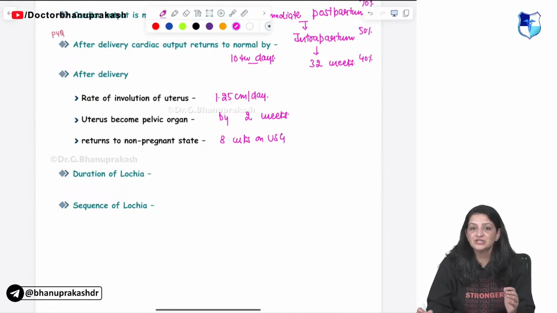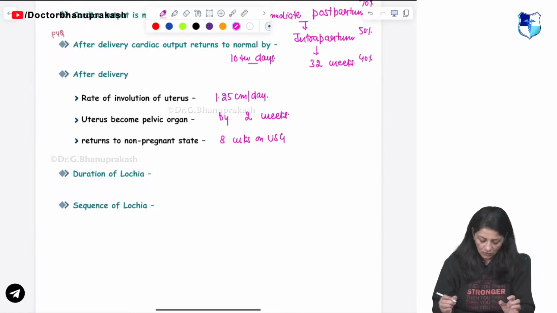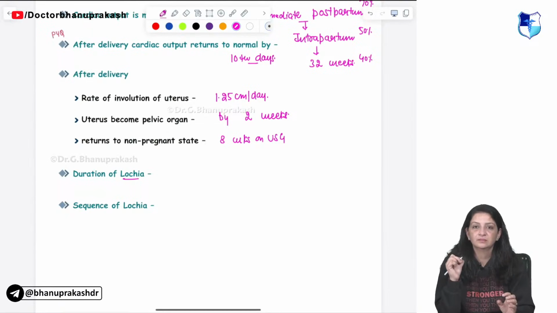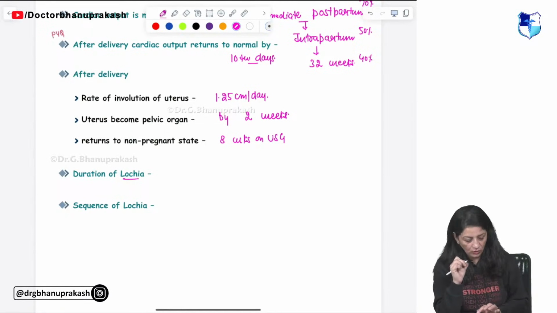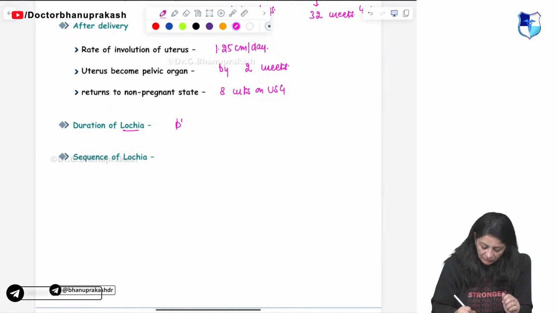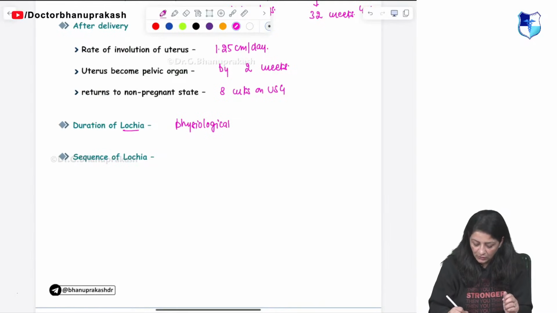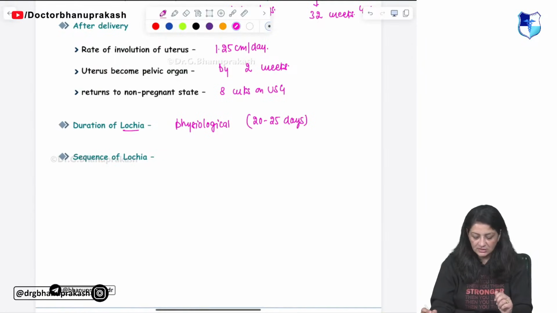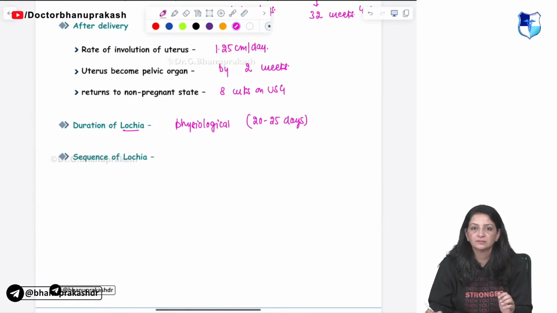After delivery, there is a shedding of endometrium. These endometrial secretions are called lochia. This is a physiological process. About 20 to 25 days of shedding of endometrium after delivery. This is called lochia.